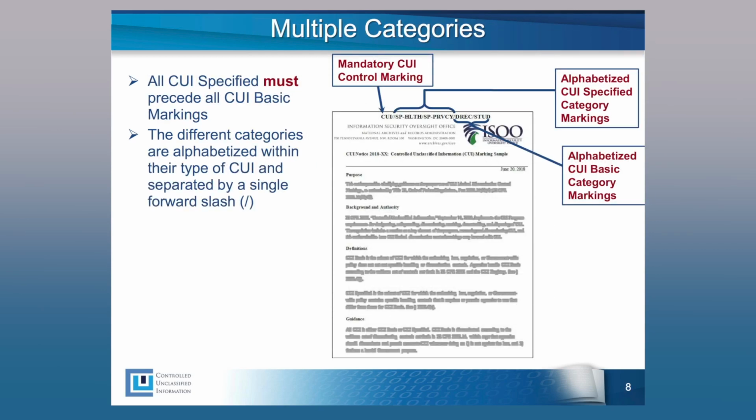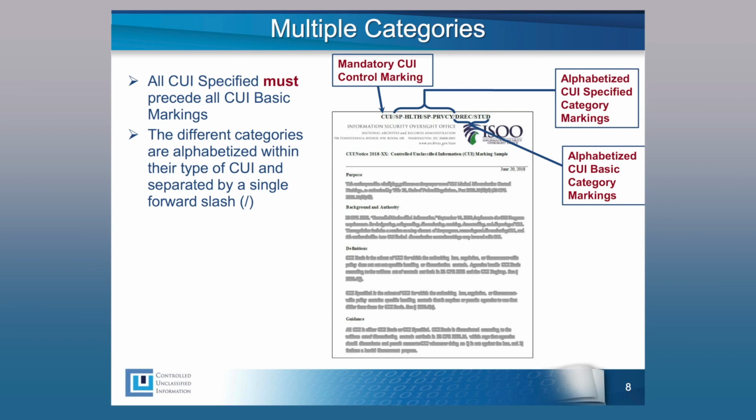In some cases, you may have a document that has multiple categories of CUI Basic and CUI Specified, and you may wish to include all of the category markings. In this case, all CUI Specified category markings must precede all CUI Basic markings. This means that you alphabetize the CUI Specified markings and place them before the alphabetized CUI Basic markings, all of which are separated by a //.